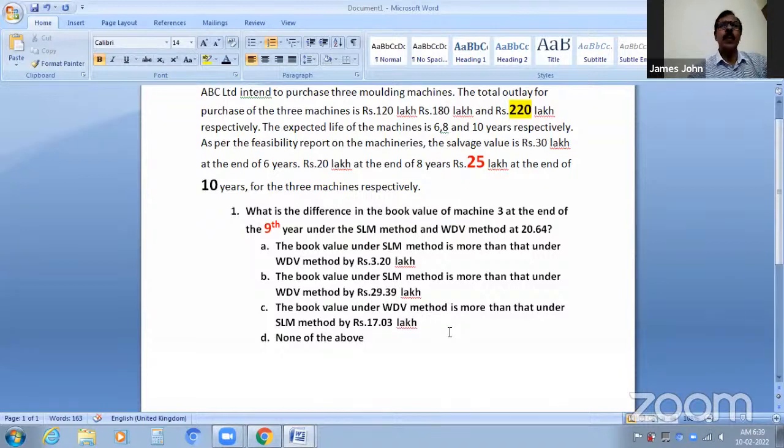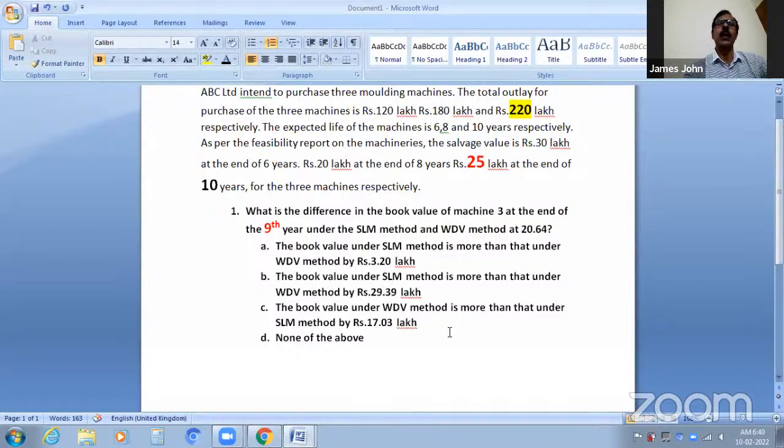No, tell me. I don't want the final answer. 19.5 into 3, 19.5 into 9. Am I correct? Yes, sir. You got an answer. So that is the total depreciation under straight line method for machinery 3 at the end of 9 years. So can you tell me what is the book value at the end of 9th year?